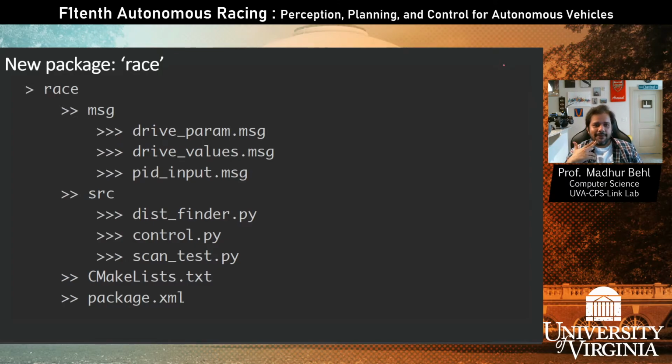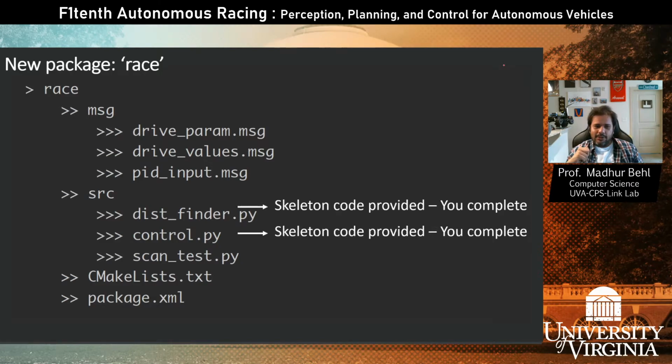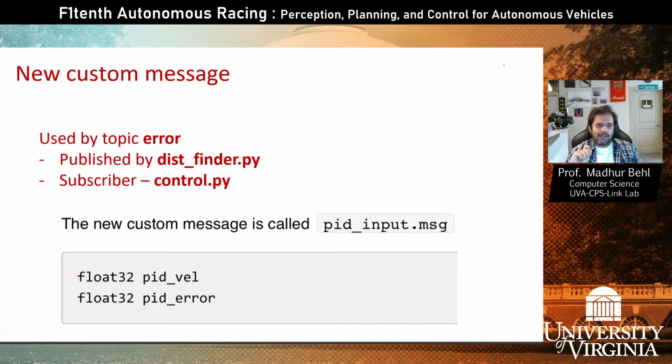First of all, we have defined some custom message files that we will use. Maybe not all of them, but we'll use at least one of them. And then the main assignment is you have to complete these two nodes. You have to complete a ROS node called distance_finder, and then you have to complete another node called control.python. And the scan test is just a testing code to make sure everything is working fine before you start editing the actual two templates. One of the custom messages that you will use is what is called the PID input message.